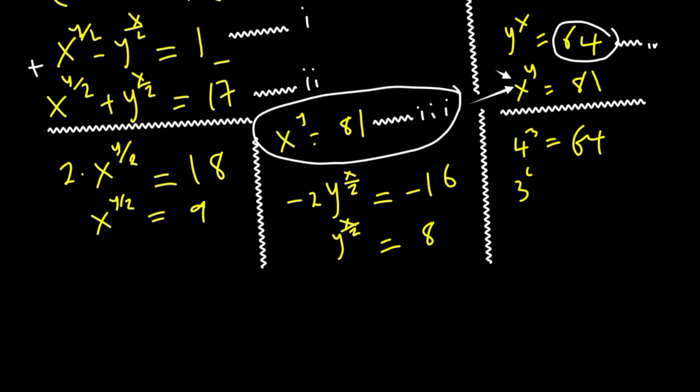So let's say 3 to the power of 4, and that gives us 81. Then finally, therefore, x equals 3 and y equals 4. This satisfies our domain, therefore it is the correct answer.